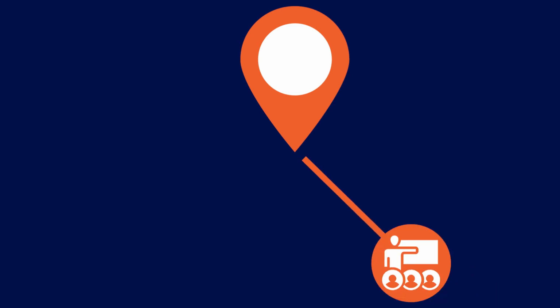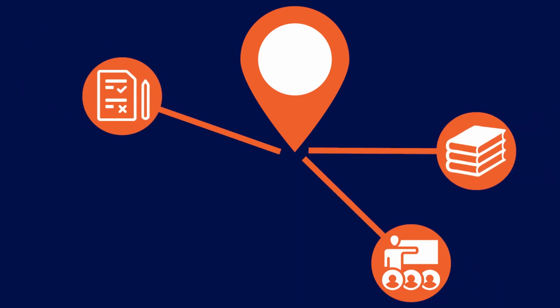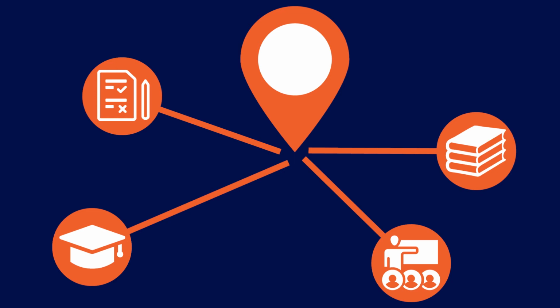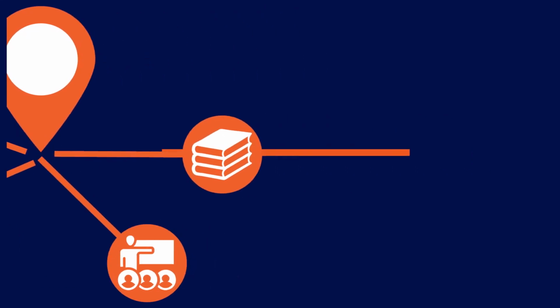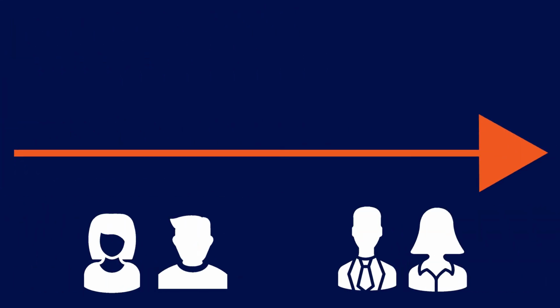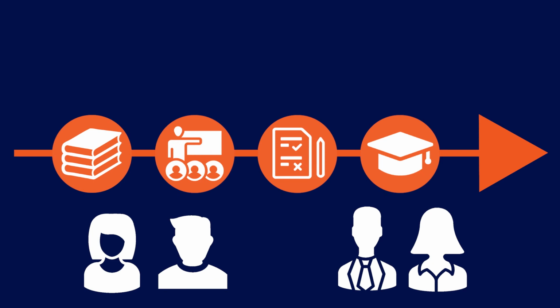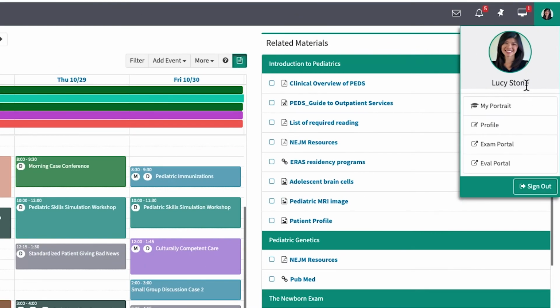Have you ever wanted a central location for all your curriculum information that can help you follow students all the way from acceptance to alumni? Leo gives you that. We call it the academic portrait. The academic portrait provides students and their advisors with a longitudinal view of their performance and progress throughout their entire time in your program. Let's take a look as a student, Lucy Stone.